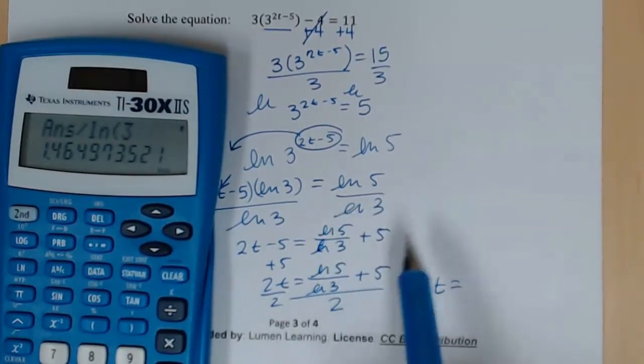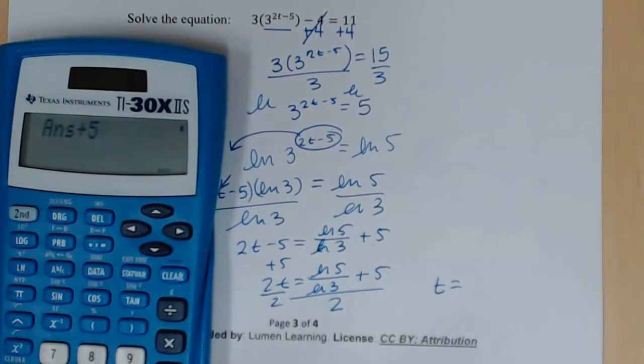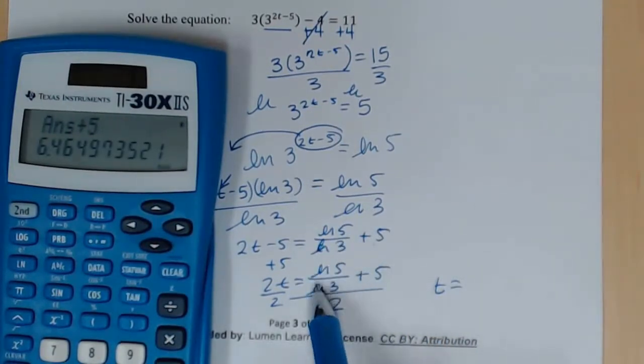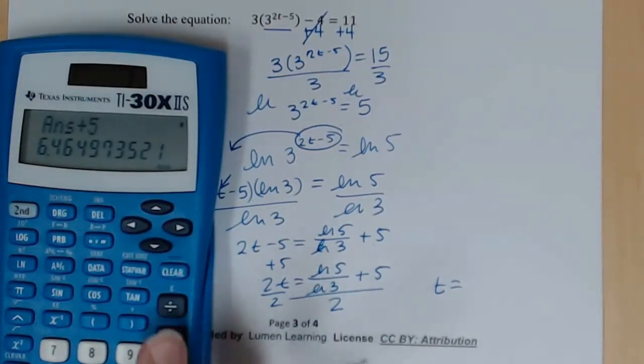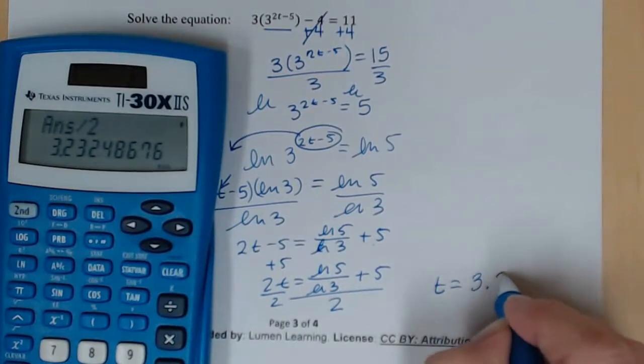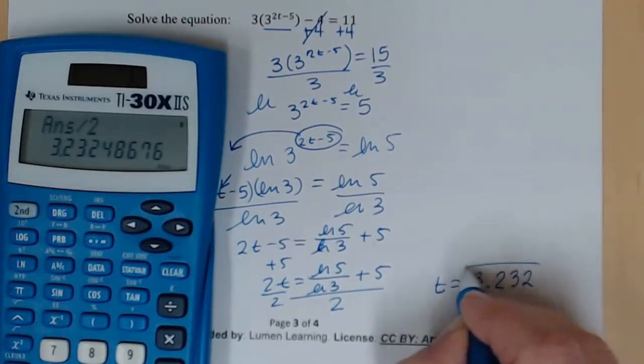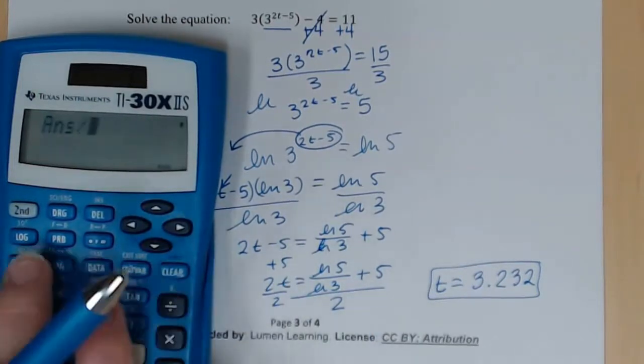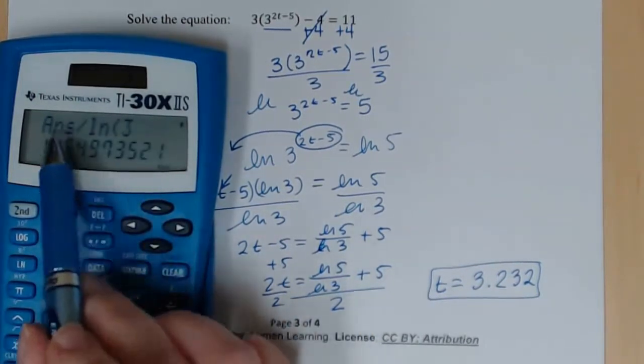Then I want to add 5 to it. So I'm going to say answer plus 5, and it gives me whatever this number is. Then I'm going to take whatever that number is and divide it by 2. That gives me 3.232. Now I did not want to type in ln 5 divided by ln 3 and round that answer.